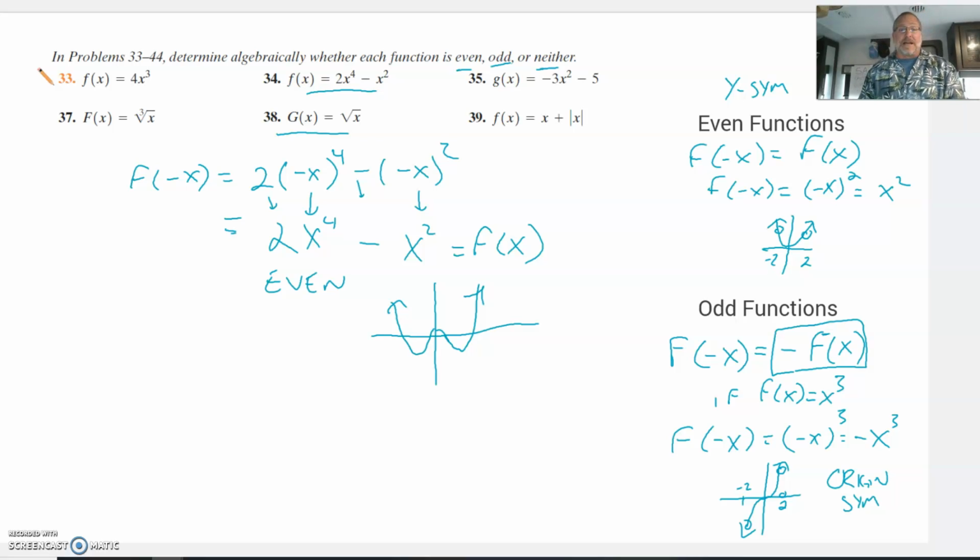Pop it into Desmos. I really recommend popping these into Desmos and making sure that you can make sense of them. So this is an even function. It's not odd, and it wasn't neither. We'll talk about that in a second.